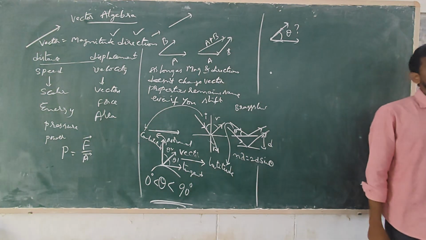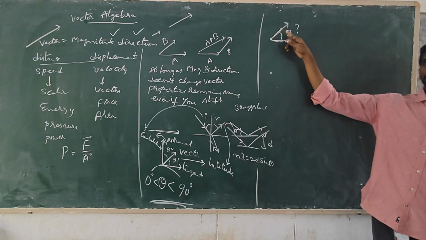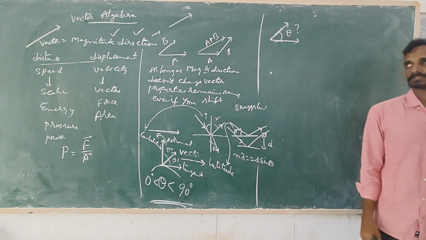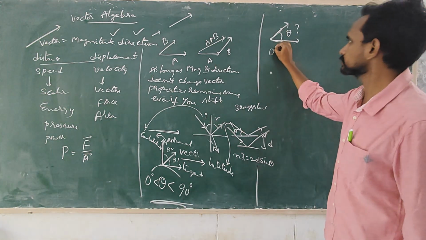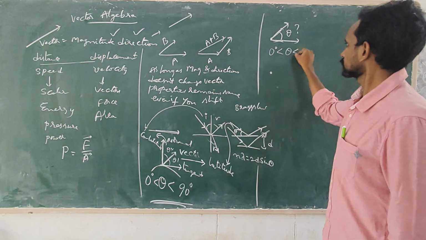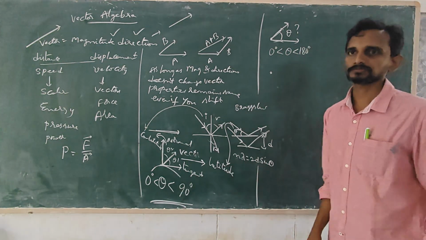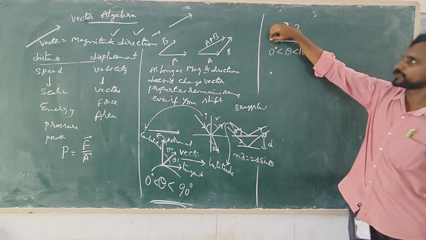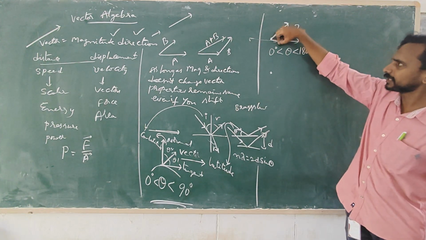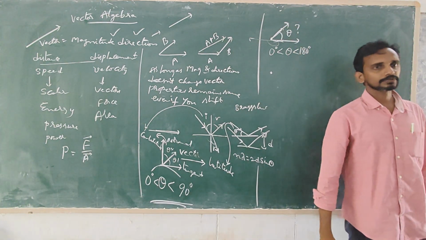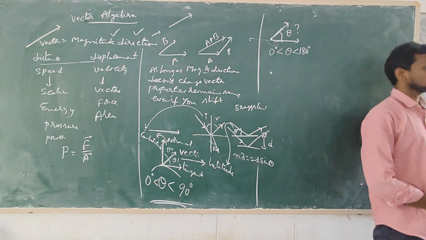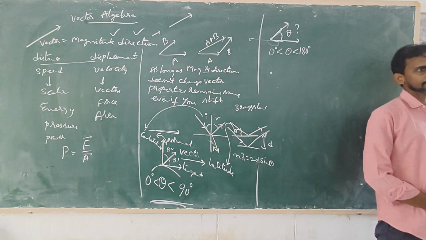Then only you can define the angle, and that should be the least number. So this value varies from 0 degrees to 180 degrees. If the line crosses beyond 180, you have to measure the angle in the other direction. You have to consider the lowest value between 0 and 180.